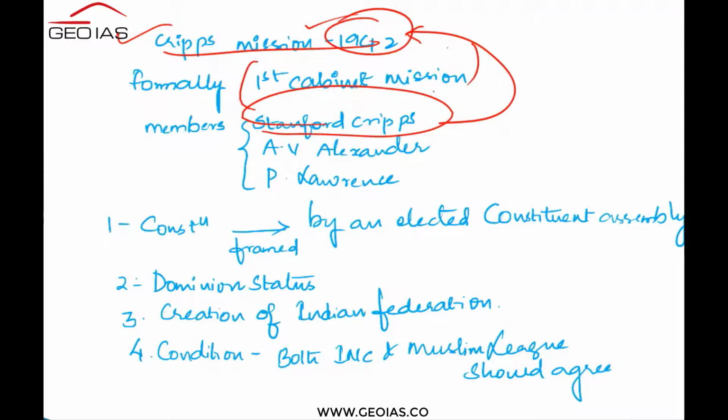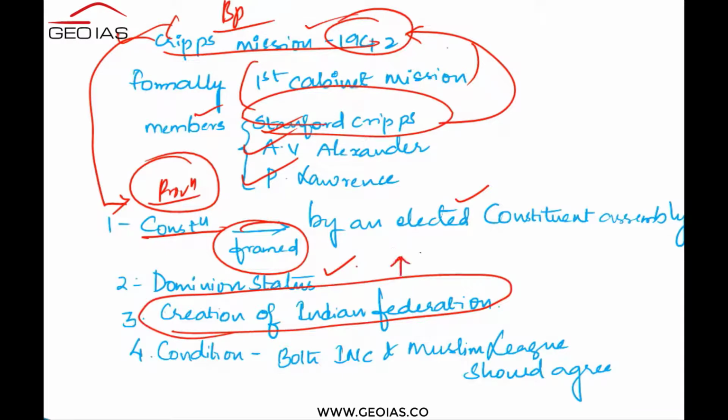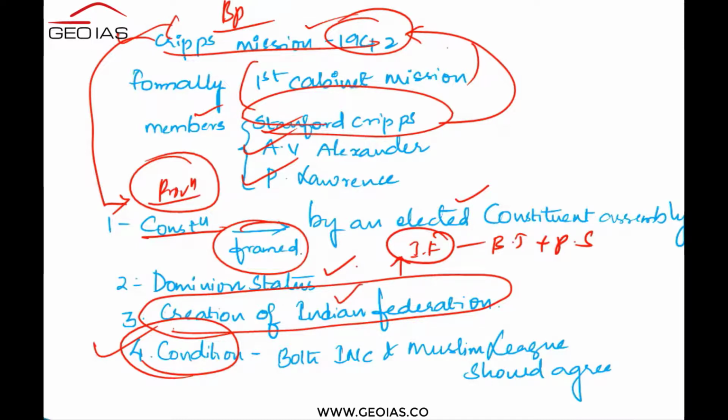So who are the members of this mission? It was sent by the British Parliament, and the members were Stafford Cripps, A.V. Alexander and P. Lawrence. And what are the provisions that the British Parliament sent to India through this Cripps Mission? They said that the constitution will be framed by an elected constituent assembly, dominion status will be given to India, and an Indian Federation will be created, a union of British territories and princely states. But the condition they kept is that all these three provisions should be accepted by both the INC and the Muslim League. Then only will we make a constituent assembly for making the constitution.